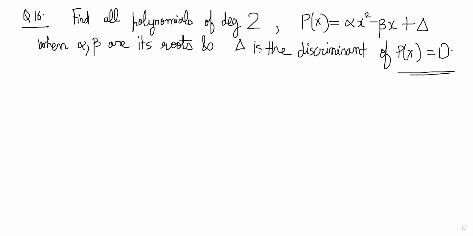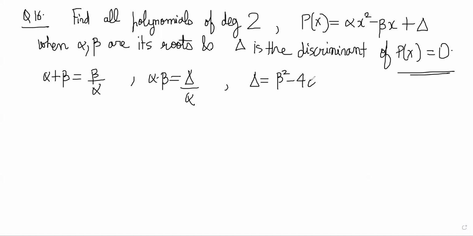So, strange type of question. You have to find a quadratic such that alpha, beta and delta come as coefficients of that quadratic, where alpha and beta are the roots and delta is the discriminant. Right? So basically the condition here becomes: alpha plus beta, the sum of the roots, is equal to minus b by a, so beta by alpha, right? And also alpha times beta, the product of the roots, is delta by alpha, right? And delta is equal to beta squared minus 4 alpha delta, right?